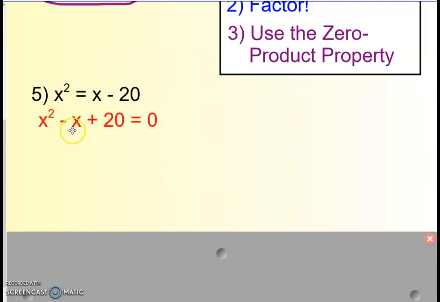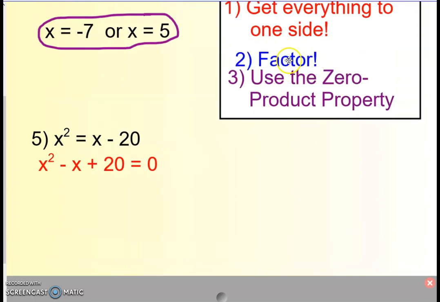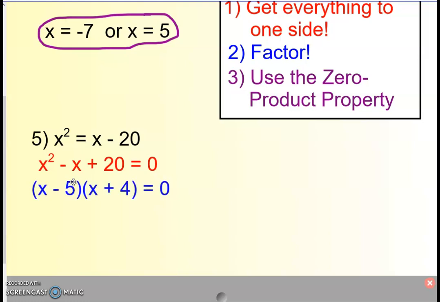Check and make sure you're okay. That to move this x to this side, I subtract it. To move this 20 to this side, I had to add it. Step 2, we're going to factor. So this needs to be factored. You might pause the video and try it. Did you pause it? I hope you paused it. When we factor this, we get that.